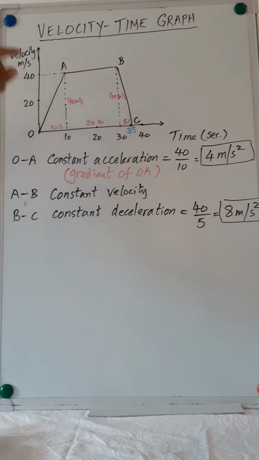So if we consider from A to B, the velocity is 40 and the time taken is 20, so the distance traveled will be 40 times 20, which is the same as finding the area under this rectangle. So the area of this rectangle will give us the distance. If I find the area of this rectangle, I can draw this line fully.